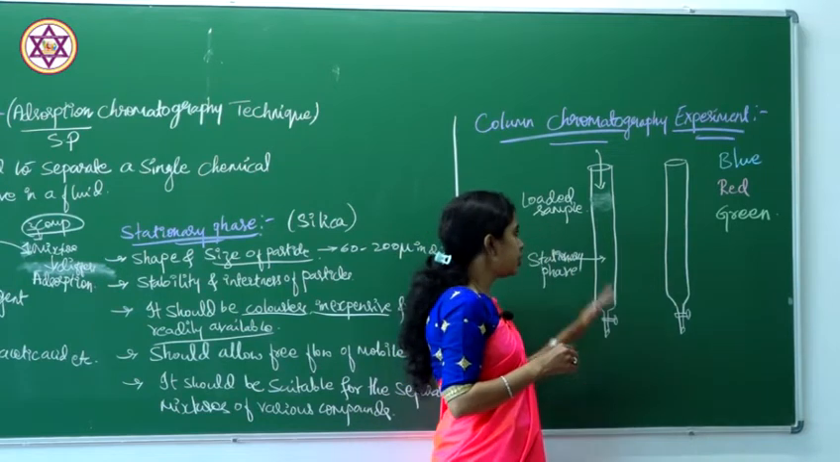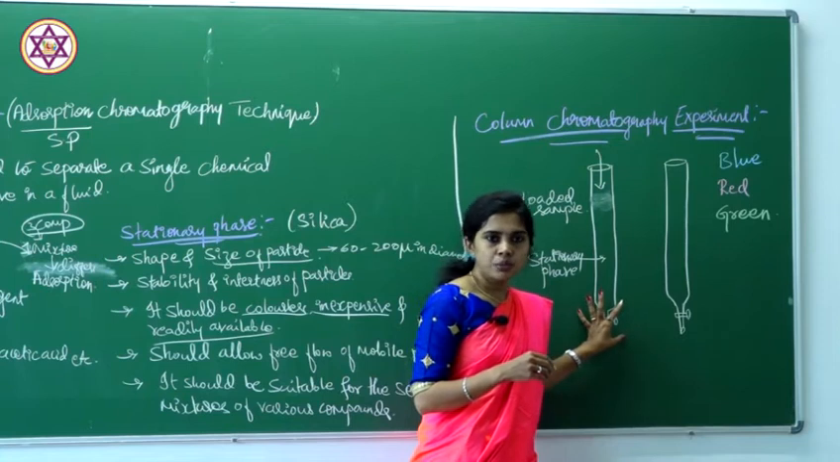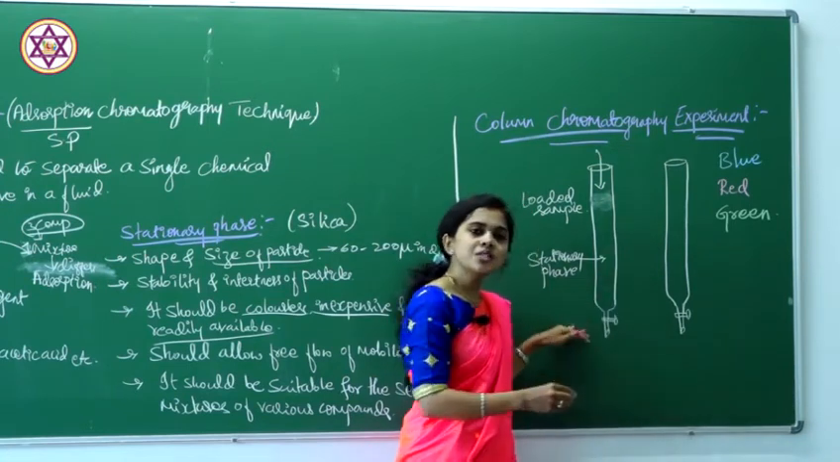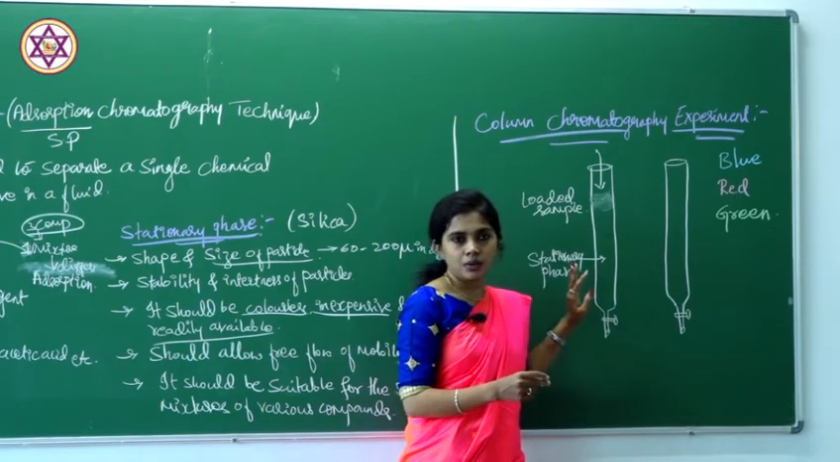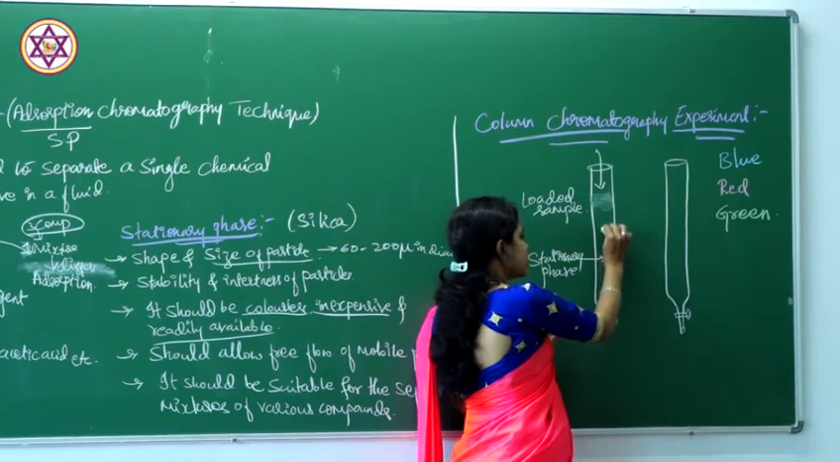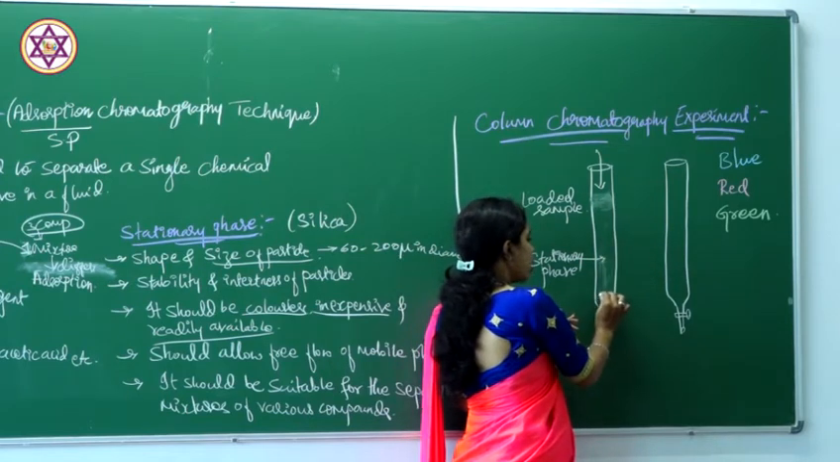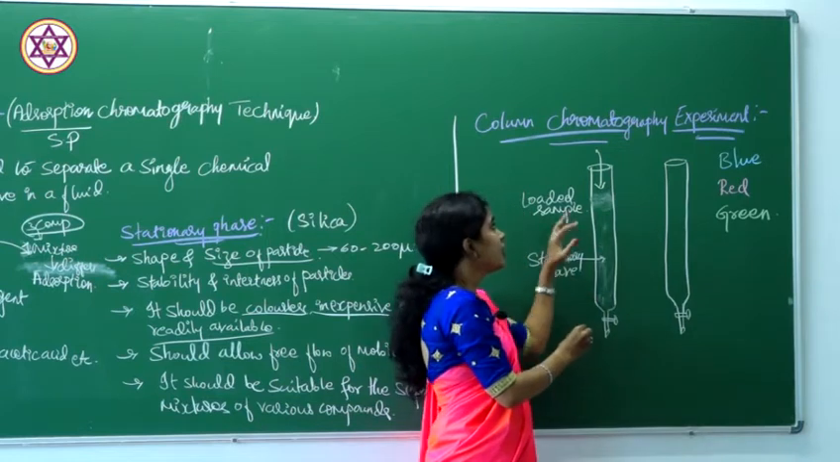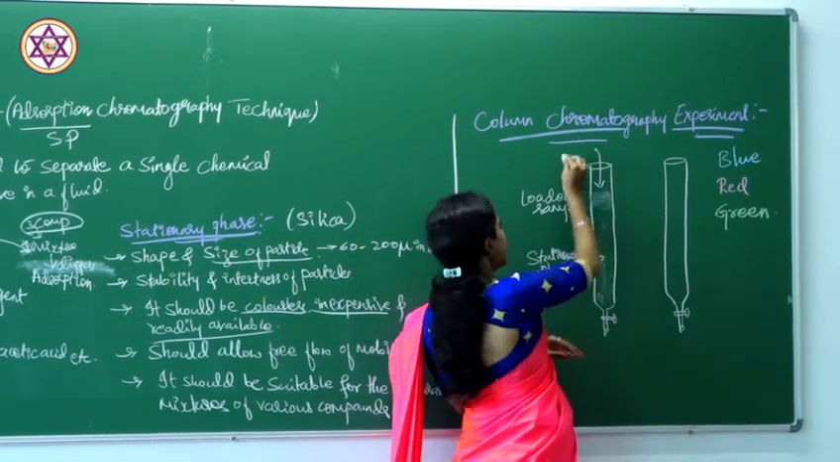How are we going to do it? We are going to take one column, that is, a burette. The burette is filled with what? Silica. We are going to fill the silica compound here. After filling the silica compound, we are going to take the solvent.